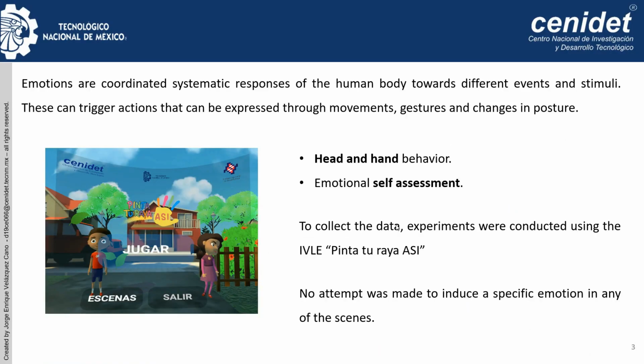Emotions are coordinated systematic responses of the human body towards different events and stimuli. These can trigger actions that can be expressed through movements, gestures, and changes in posture. The model proposed depends only on head and hand behavior and an emotional self-assessment. Both come directly from the user.